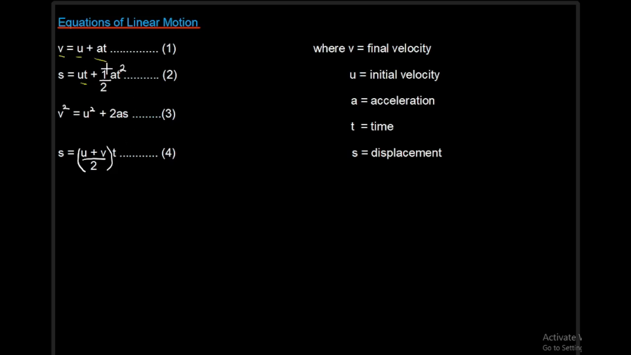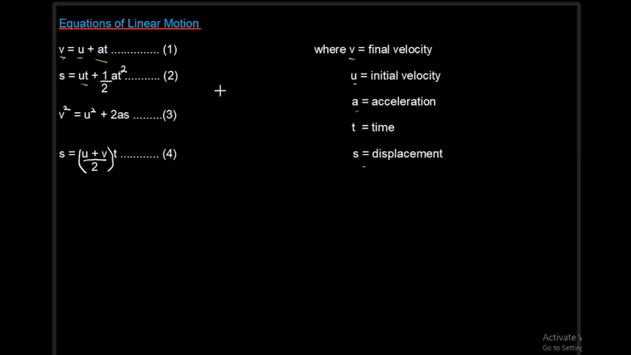Now, each of these alphabets represents a particular physical quantity. V, for instance, represents the final velocity. U represents the initial velocity. A represents the acceleration. T represents time. And S represents the displacement of the particle or object in motion. All right, so these four equations are very important as long as linear motion is concerned.